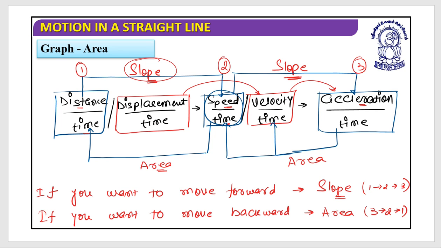Will you move forward or backward? Yes, backward. For backward, what could be done? Slope or area? Yes, you need to find out an area. Any one of you assumed it would be yes, no.